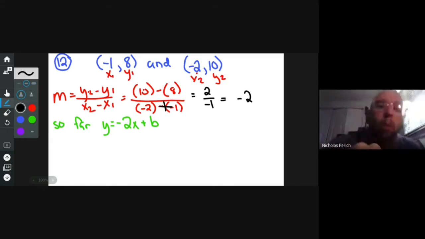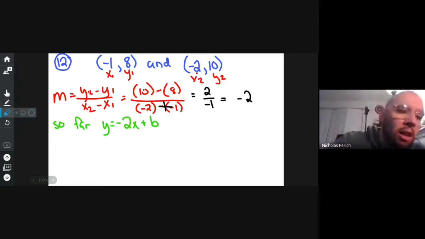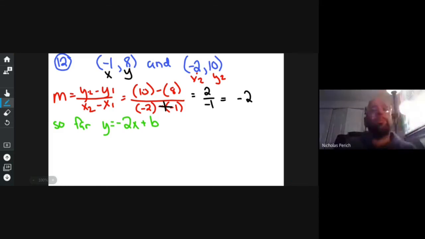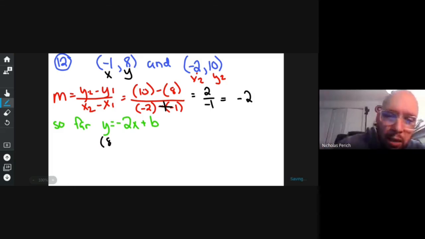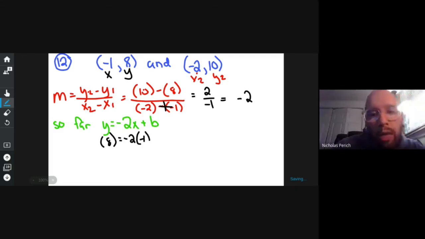I'll show you. Take any one of your points and relabel it. So I'm going to take that first point, and I'm going to relabel it x and y. And the way I find b is I replace y with 8 and x with negative 1. So if y is 8, I'm going to put 8 right there, and that's going to equal negative 2. And if x is negative 1, I'm going to put negative 1 right there, plus b. And now I solve for b.